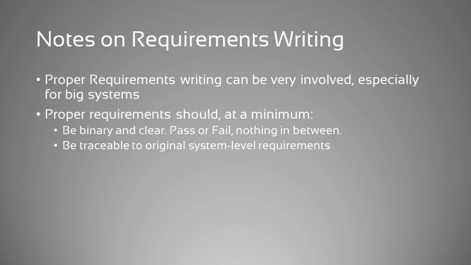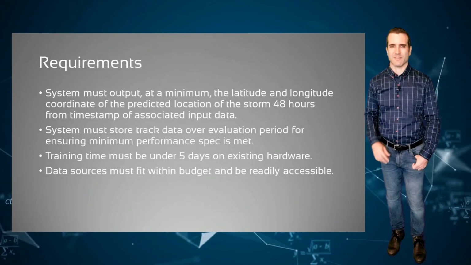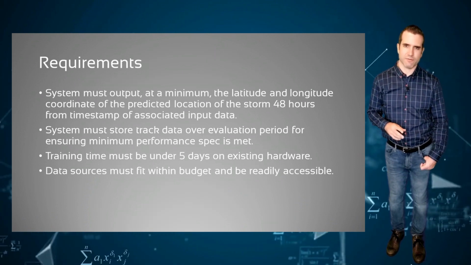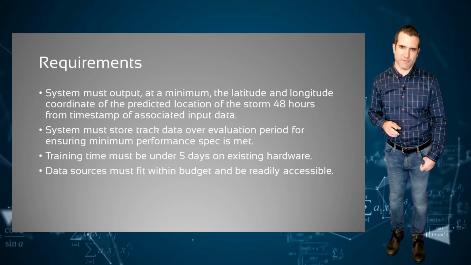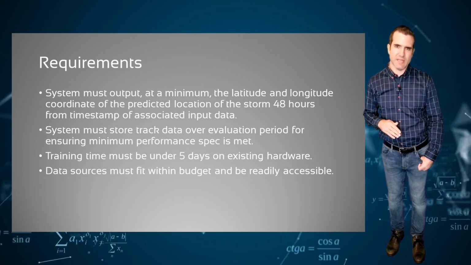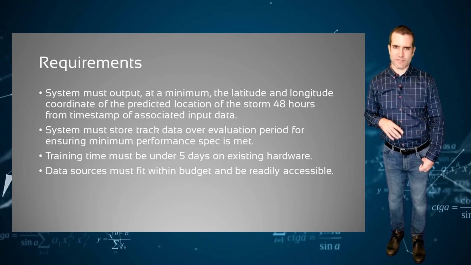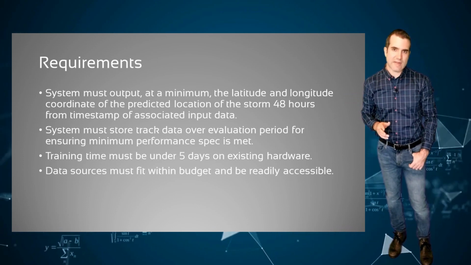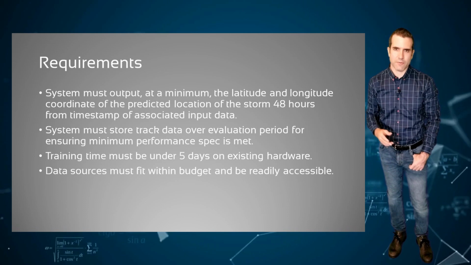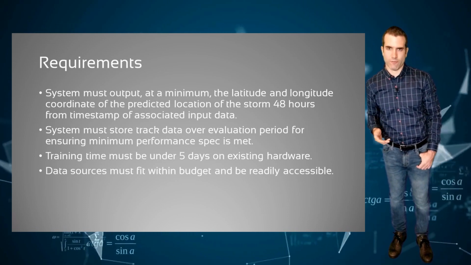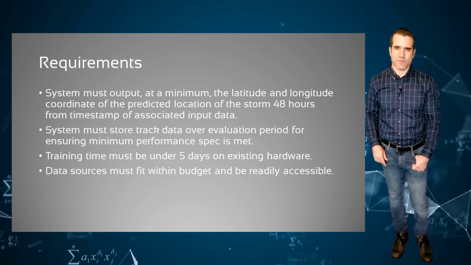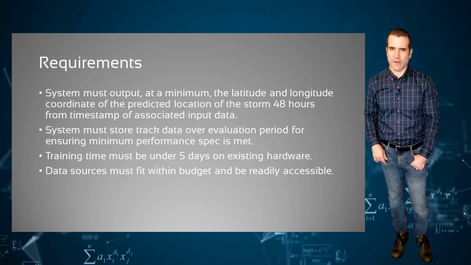So with that said, here are the basic requirements for this system. Requirements. The system must output at a minimum the latitude and longitude coordinates of the predicted location of the storm 48 hours from the timestamp of the associated input data. The system must store track data over the evaluation period for ensuring minimum performance specifications are met. Training time must be under 5 days on existing hardware.